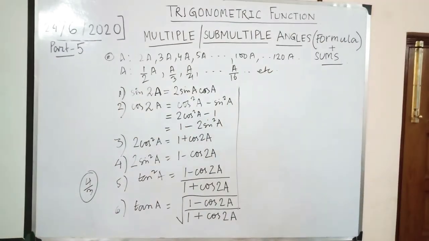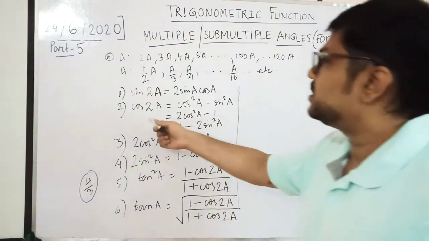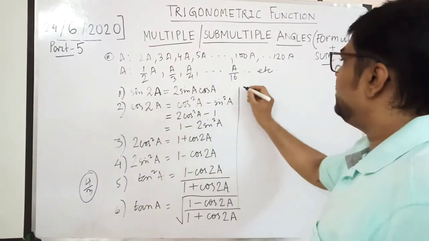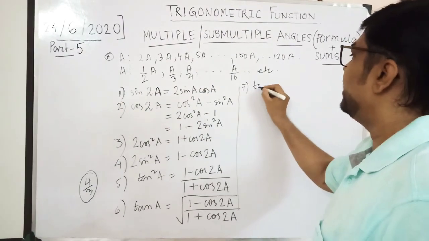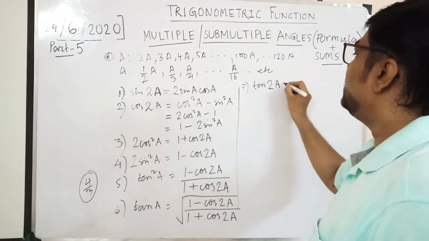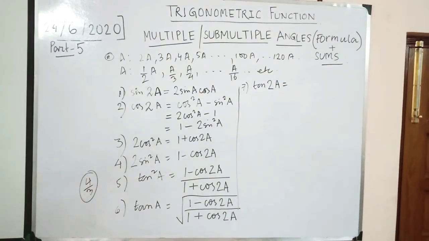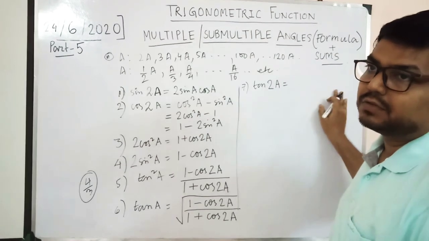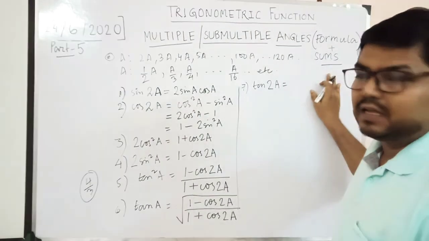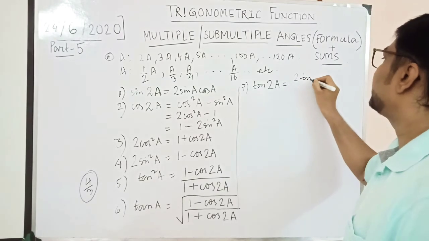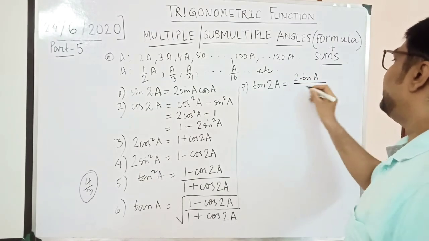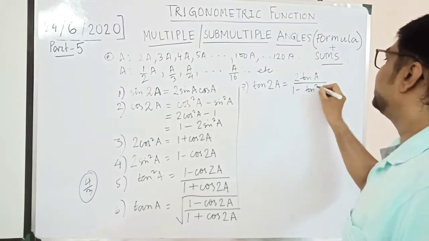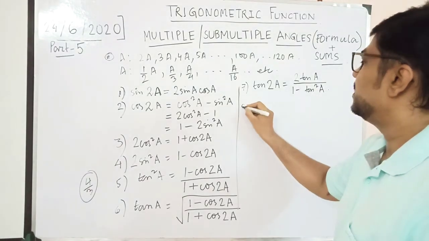So now we are going to visualize. We have done cos 2A and sin 2A. Now I want to write the formula of tan 2A. For tan 2A, you put B equals A in tan A plus B. That means tan A plus tan B divided by 1 minus tan A tan B. In that situation it will be tan A plus tan A, that means 2 tan A, divided by 1 minus tan square A. So this is number 8.